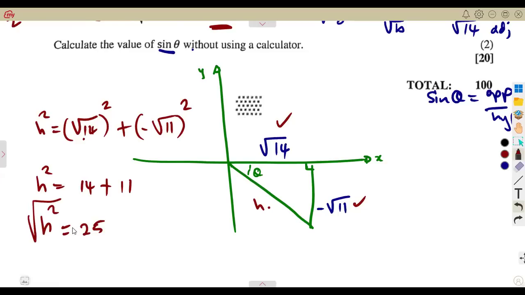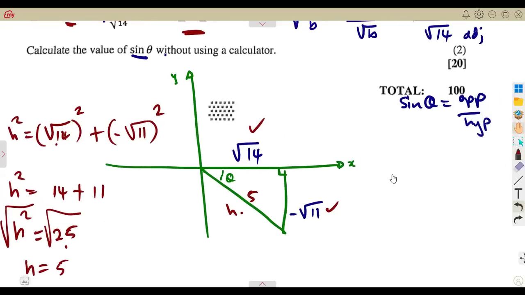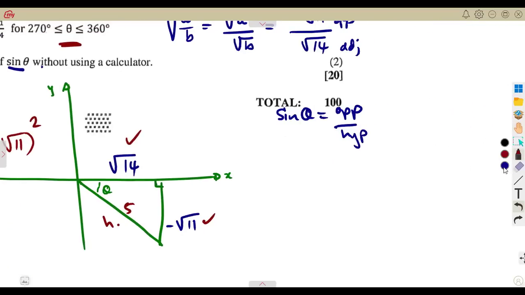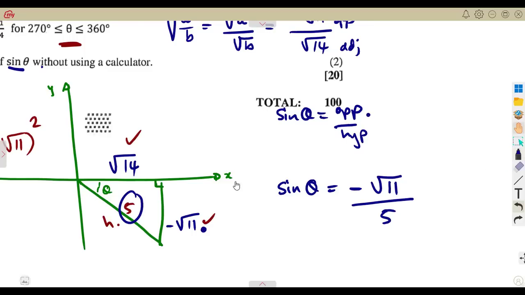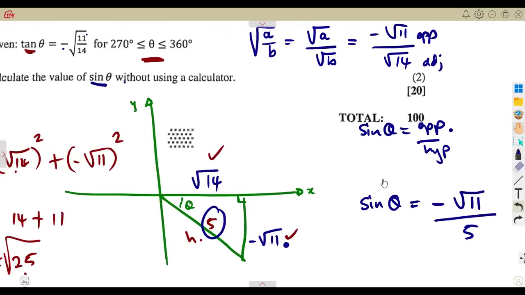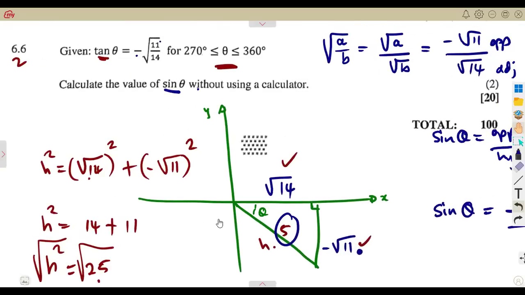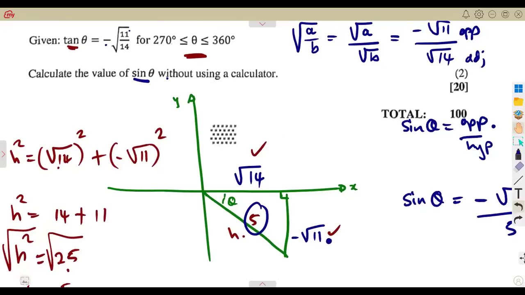So finding h squared, then finding h, we introduce the square root. So h is the square root of 25, which is 5. So meaning to say our h there is 5. Having h, we can now calculate the ratio of the sine of theta, because the sine of theta is the opposite, which is minus square root of 11, over the hypotenuse, which we calculated as 5. So with this information, you were going to obtain full marks for that. And that is our question paper, guys. This is how you're supposed to attempt these typical questions.